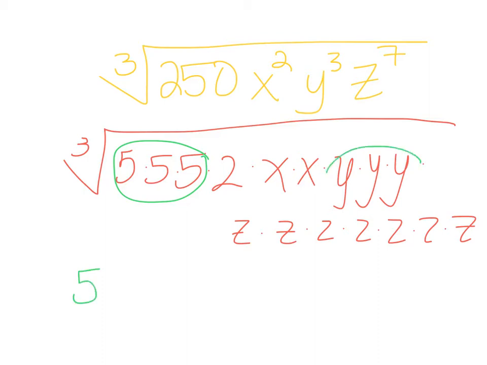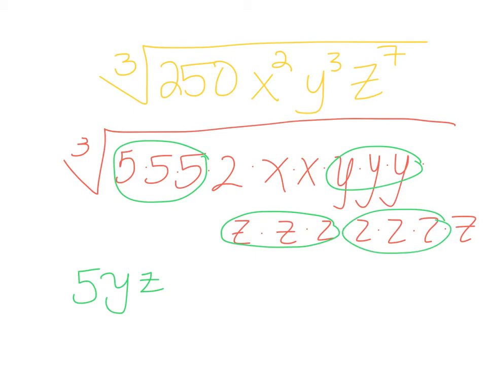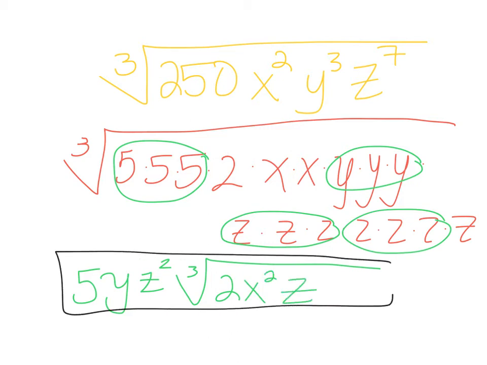The cubed root of y cubed is going to be y. The cubed root of z cubed is going to be z, and we know z times z is z squared. And then everything that's left over will go back under the cubed root radical sign. So we'll have 2x squared z. This right here is your fully simplified answer in radical form.